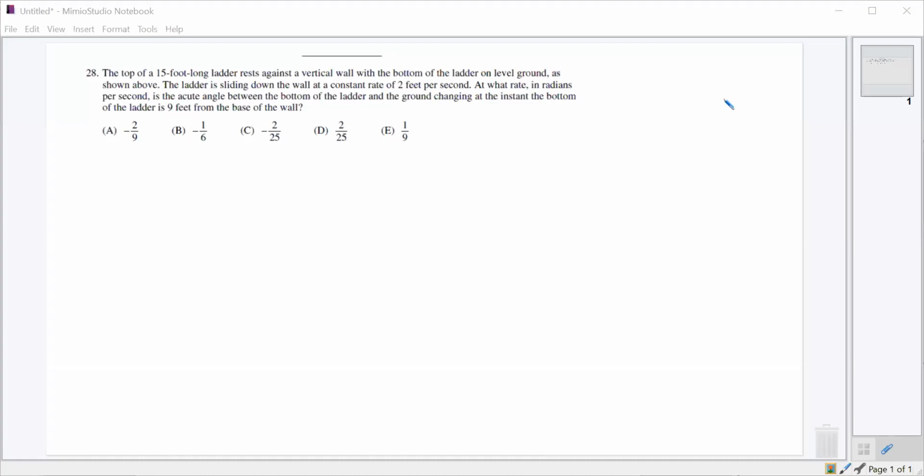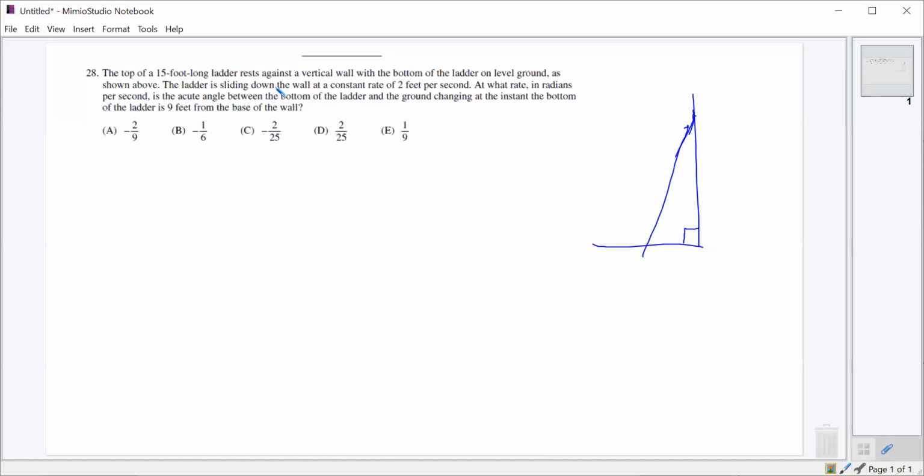All right, so for this one, we've got a ladder that is resting against a vertical wall. They've got a picture for you that looks literally exactly like this, except their ladder looks like a ladder instead of just a straight line. And we know it's a vertical wall, so we'll put in a right angle. It says that the ladder is sliding down the wall at a constant rate of 2 feet per second.